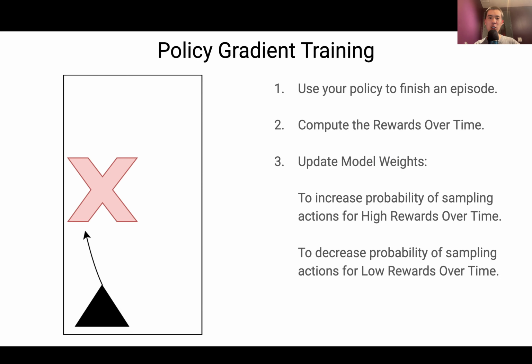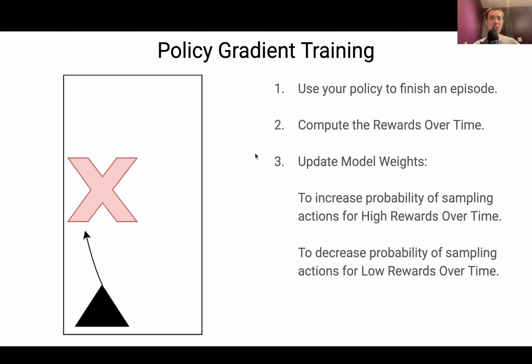In policy gradient training, 1. Use your policy to finish an episode. 2. Compute the rewards over time. 3. Update model weights to increase probability of sampling actions for high rewards over time, and to decrease probability of sampling actions for low rewards over time. That's a mouthful. What is this essentially saying?